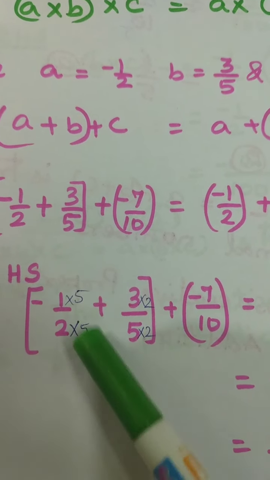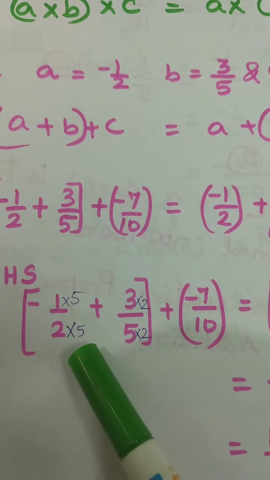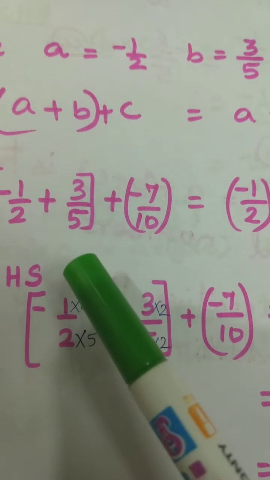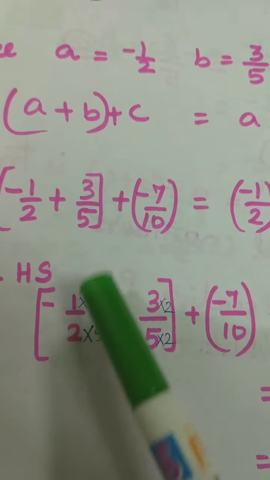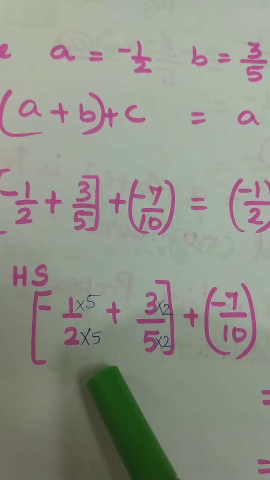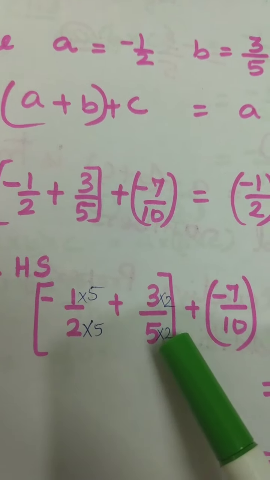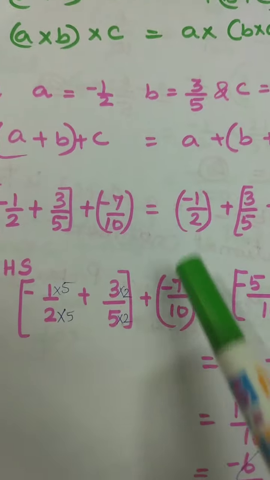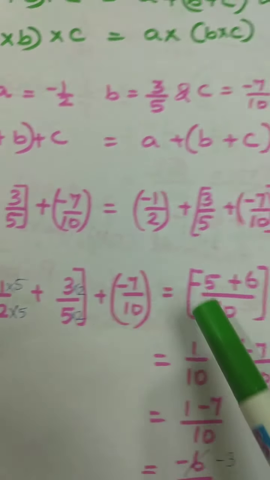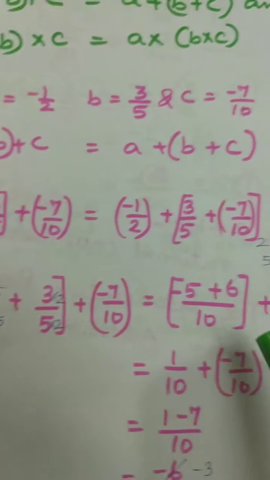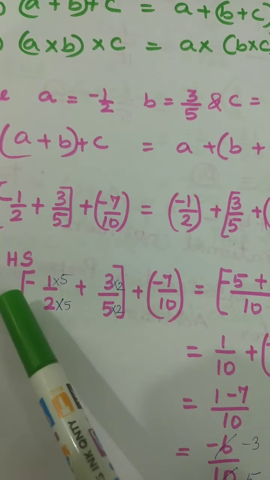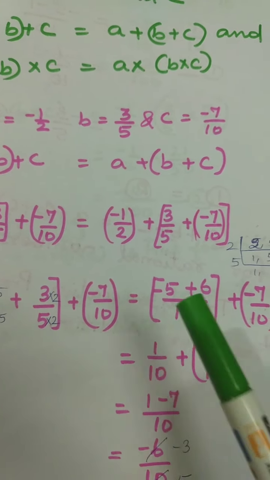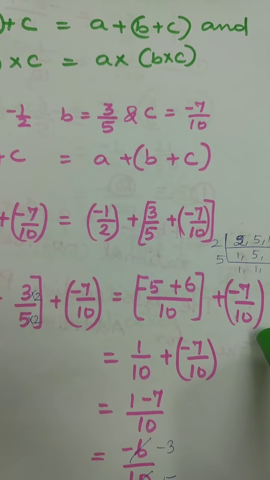So you have to multiply both by 5. If you multiply 2 by 5, it will come 10. If you multiply 5 into 2, 10. So you have to multiply the numerator also. So multiply both the denominator and numerator by 5. Here both the denominator and numerator by 2. So plus minus 7 by 10. It will come as minus 5 plus 6, divided by 10, since both the denominators are the same. So 10, and I have taken one time plus minus 7 by 10.